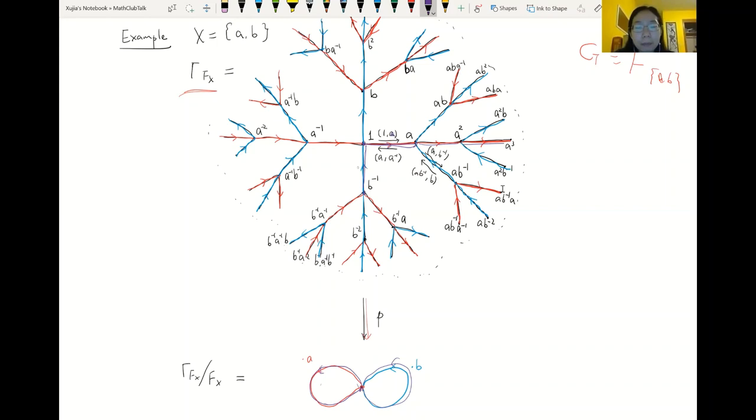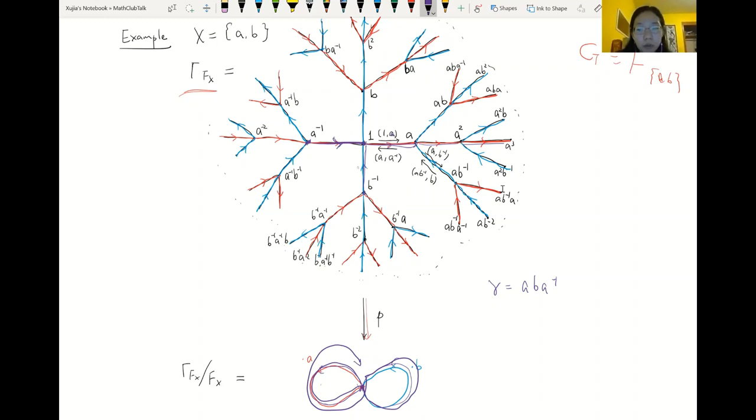Yeah, and the way you lift a path here is, for example, I have a path gamma equal to, say, A inverse. So it's this path, A inverse, it goes this way. How do we lift it to start from, for example, this vertex? We just go this way. From this vertex, we want to lift this red edge, so it can only go in this direction, right? This is A, this is A inverse, so it can only go into A. So it has to go this way.